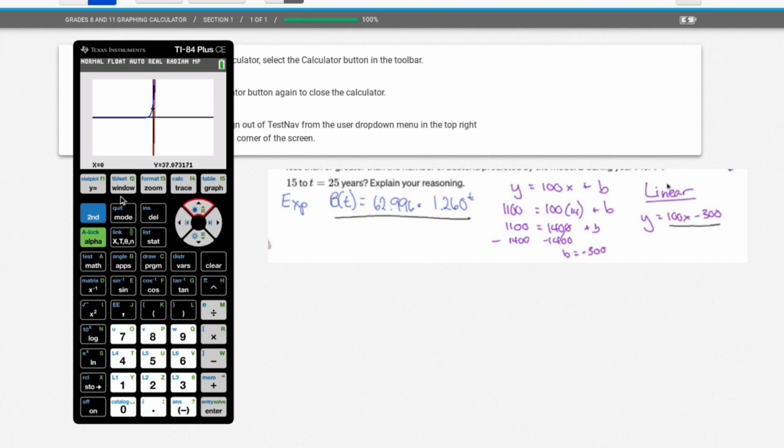So I'm going to set my window to 15 to 25, because that's what I care about for my x values. And why don't we change my y min to 50 and just see what happens. Well, that's unfortunate. Let's zoom out again. Enter. Okay.